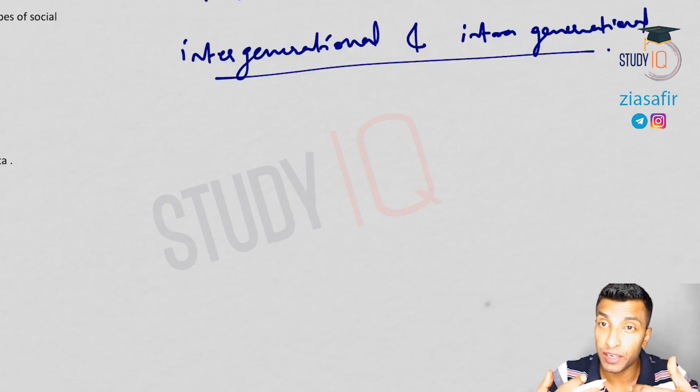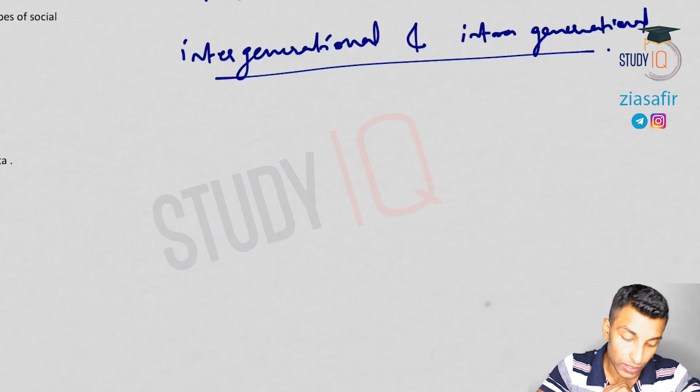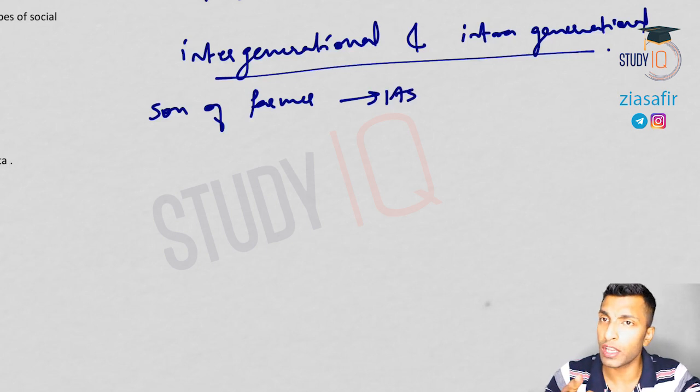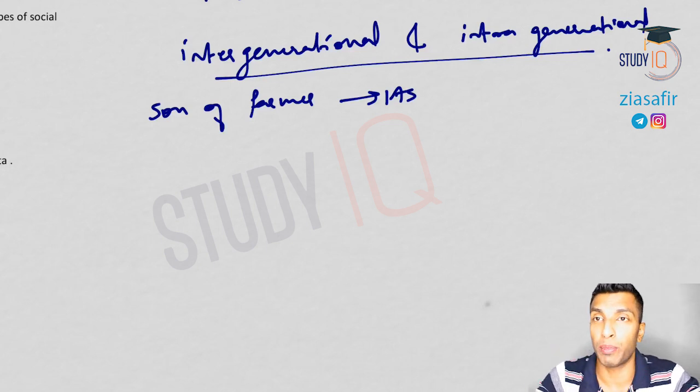Intergenerational means between generations, like an inter-college cricket match, right? You say it is between colleges. So here we are talking about two generations. For example, the son of a farmer becoming an IAS officer. So we are talking about two generations. There is a mobility and it is an upward mobility. So it is an intergenerational upward mobility.